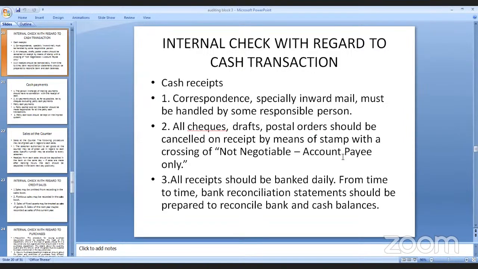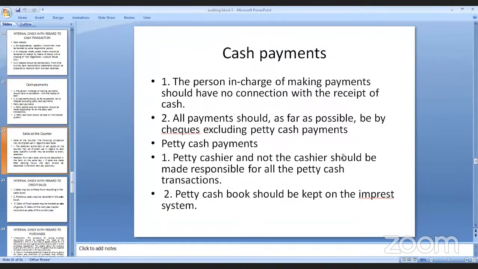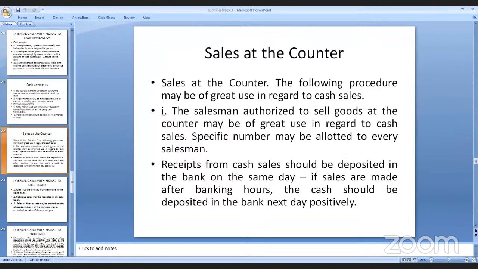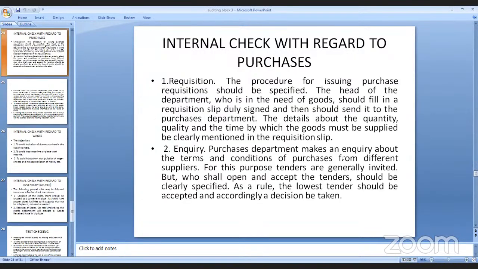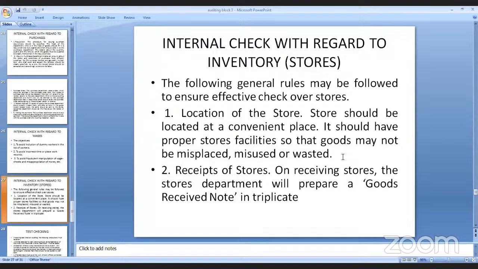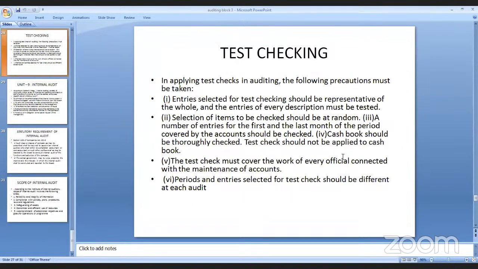Next question. Internal check with regard to cash transactions, comma, cash payments, comma, sales at the counter, comma, credit sales, comma, purchases, wages, inventories, etc. Out of these various departments, you may be getting a few in the exam, certain departments' marks.